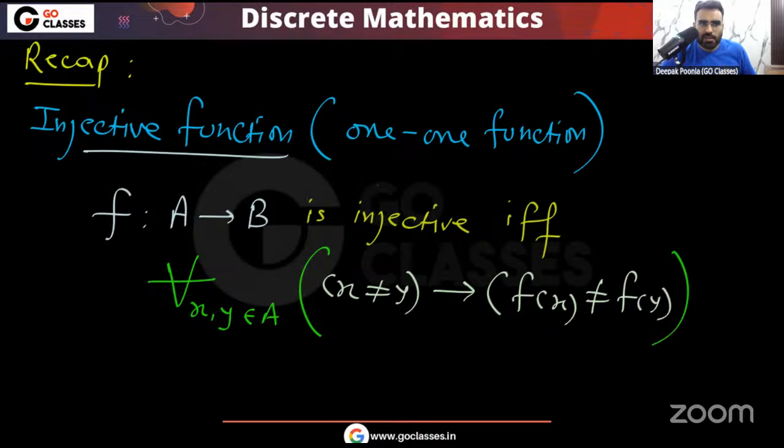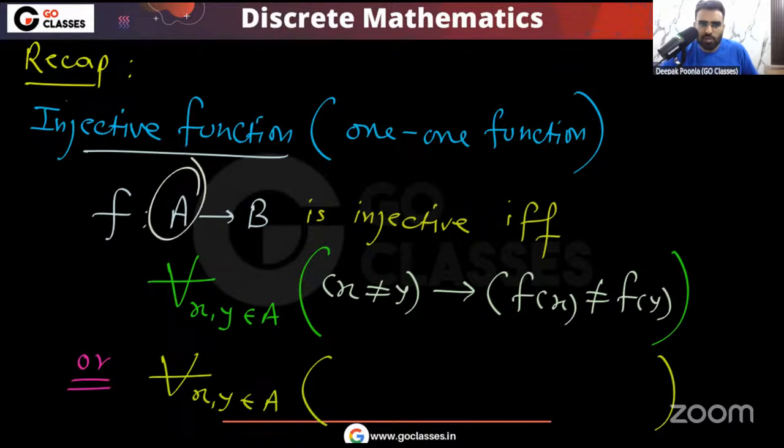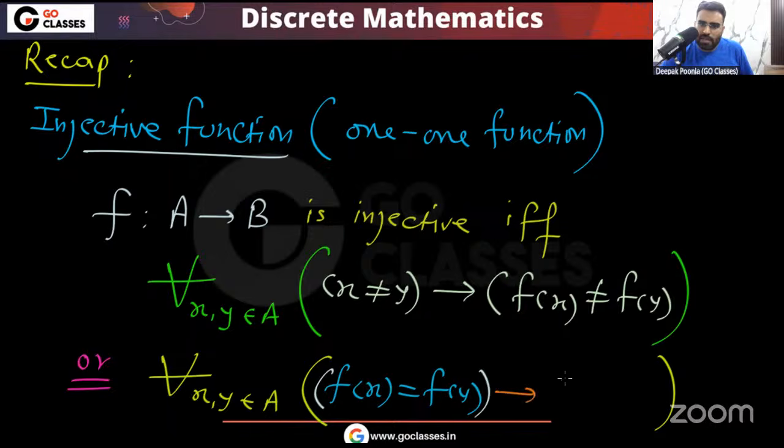The same thing I can also write as the contrapositive, because this is an implication statement, and every implication statement is equivalent to its contrapositive. So for any two elements x, y belonging to set A, if f(x) and f(y) are the same, meaning their images are the same, then x and y also will be the same. I hope you understood. This is the definition of injective function. Injective function simply says that different elements have different images.